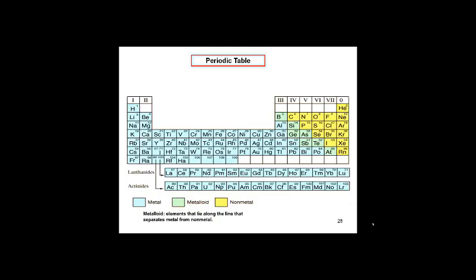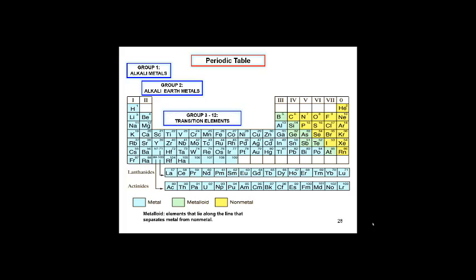All the elements in group 1 are known as alkali metals. All the elements in group 2 are known as alkaline earth metals. All the elements in group 3 until 12 are known as transition elements. Elements in group 17 are known as halogens, while elements in group 18 are known as inert gases.